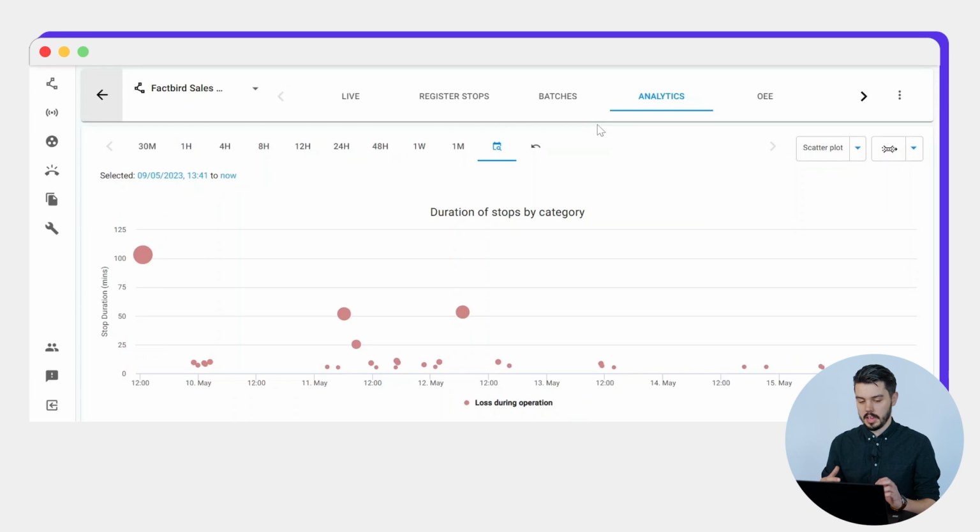Because it's one thing saying, yes, you had 30 product jams in the last week, but if they all happened on Monday morning, is it a consistent issue this line experiences, or was it a bad day? So now we can see here, this is an issue that happens every single day pretty much.